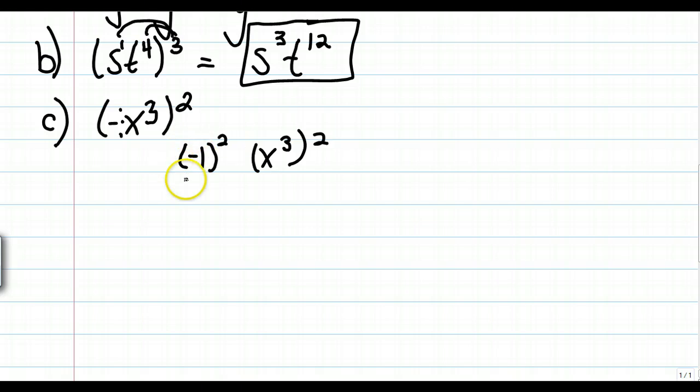And you have to make sure that when it's a negative in front, that you are including that sign. So you're going to have a negative 1 times a negative 1, which you know is a positive 1. And then you have an x to the 3rd squared. Now, remember, power to a power, you multiply. So 3 times 2 is 6. So you have 1 x to the 6, which you can just write as x to the 6.